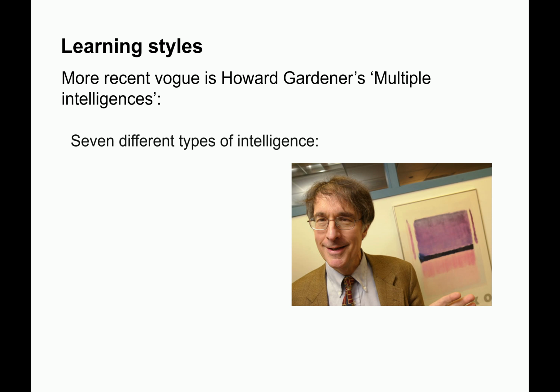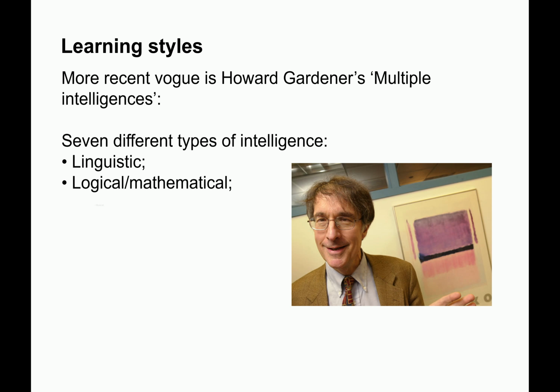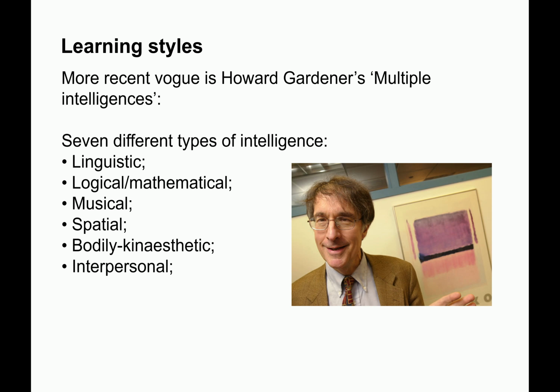So he identified 7, possibly 8 different types of intelligence. He called them linguistic, logical, mathematical, musical, spatial, bodily, kinesthetic, interpersonal, and intrapersonal. He said that these different forms, and just Google Gardner for an explanation of each one.